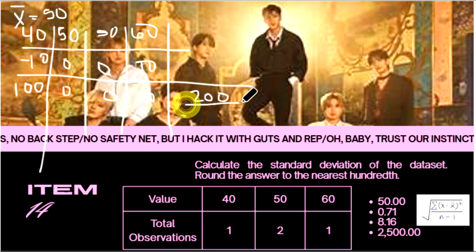And then we need to take that and divide it by n, which is 4 minus 1. So 200 divided by 3 gives us 66.66666666. And then we need to take the square root of that, which is going to give us 8.16. So here is our answer. I finally did it right.